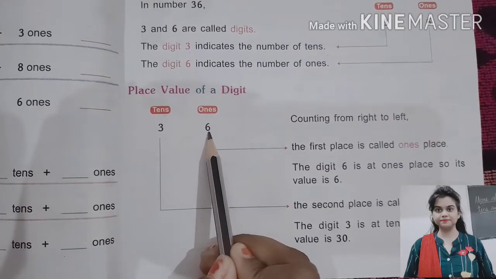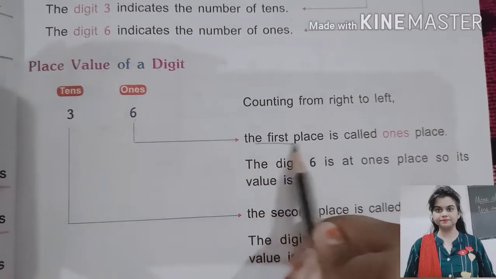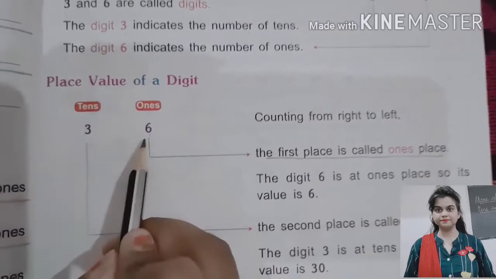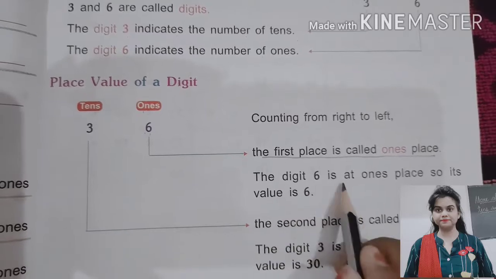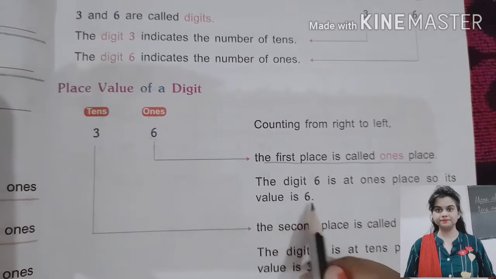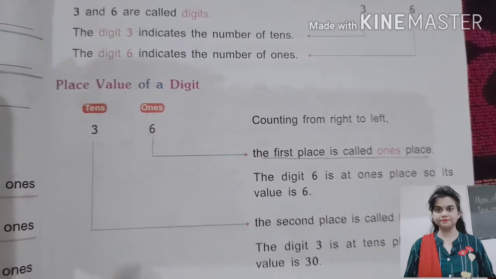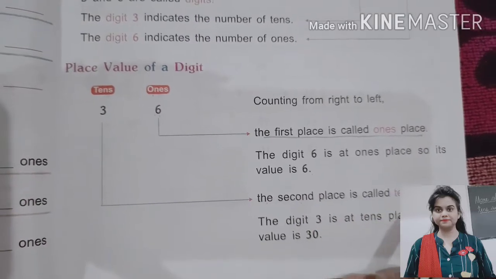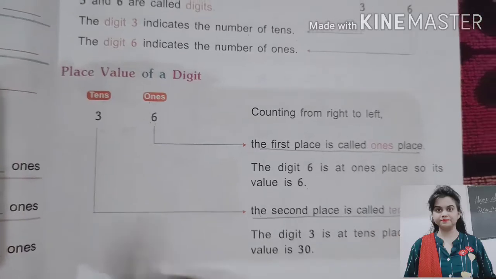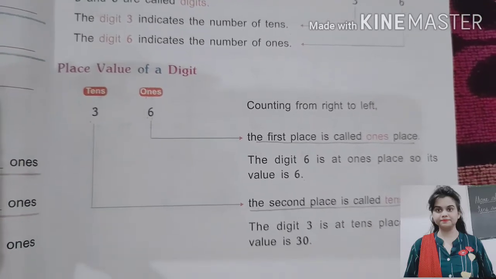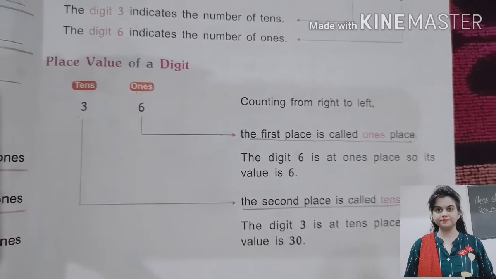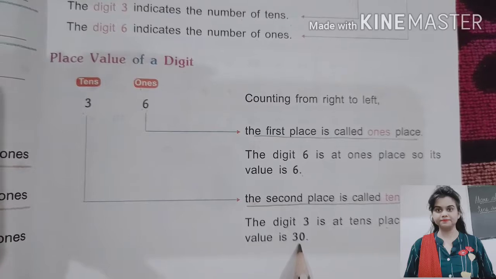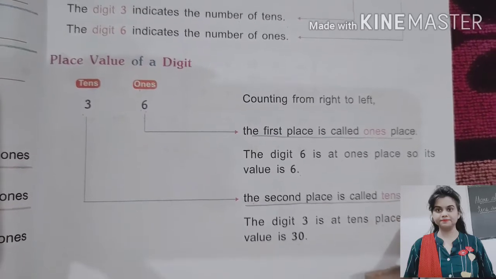So in number 36, we start counting from right to left. The first number is 6. The first place is called ones place. That means 6 is in ones place, so its value is 6. The second place is called the tens place. The digit 3 is at tens place, so its value is 30, because it is in tens place.